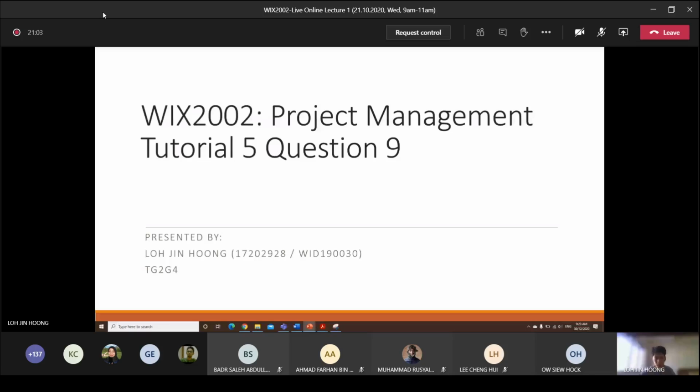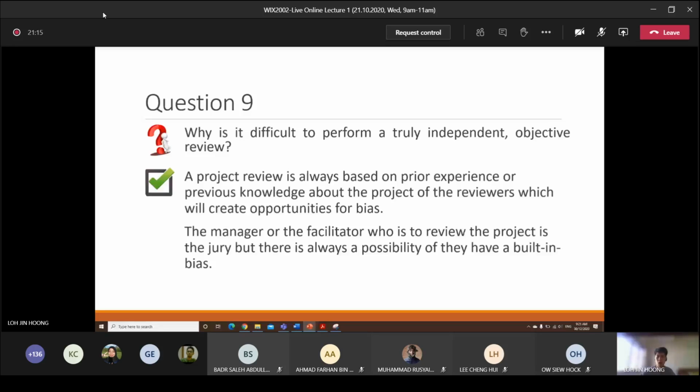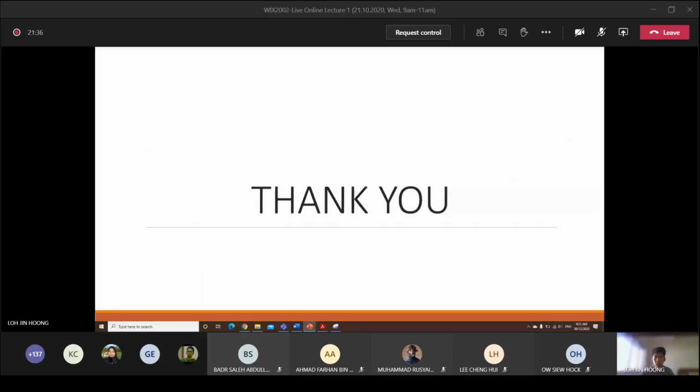So the question is, why is it difficult to perform a truly independent objective review? The answer is because the project review is always based on prior experience or previous knowledge. So it will create an opportunity for bias. For example, the manager or facilitator who is to review the project is the jury, but there will always be a possibility that they have a built-in bias towards the project. So that's all from me. Thank you.